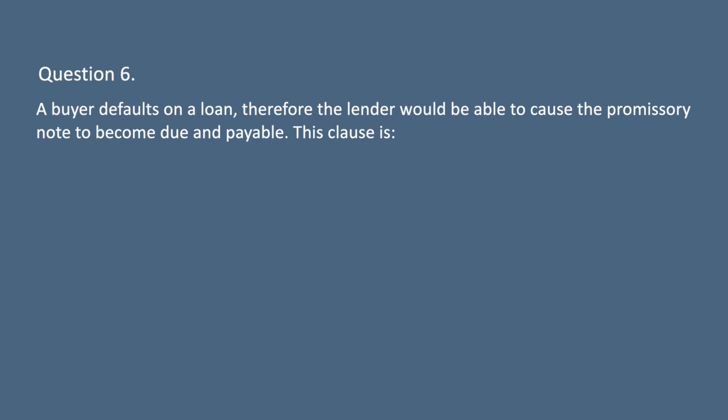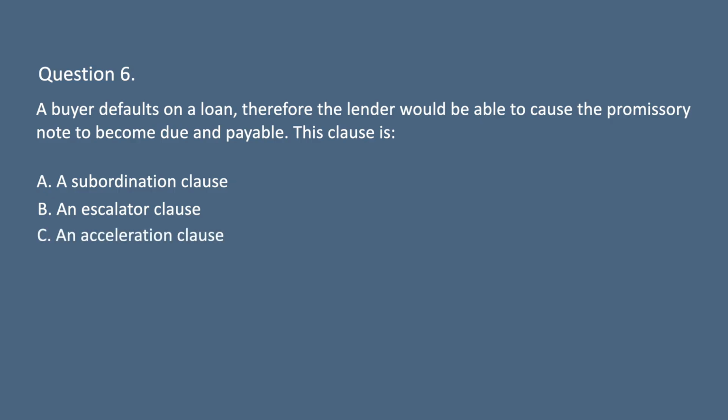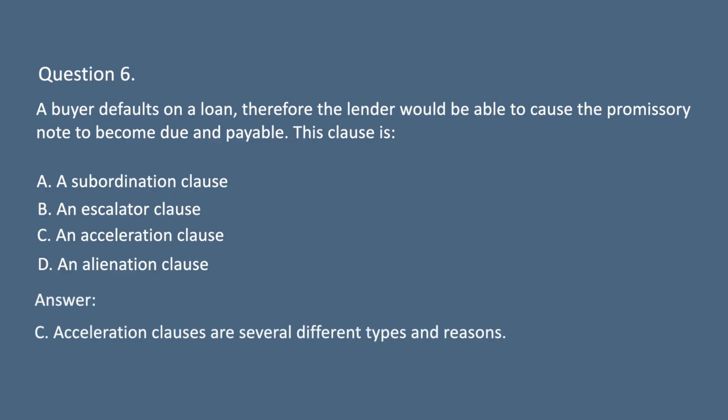This clause is A. A subordination clause. B. An escalator clause. C. An acceleration clause. D. An alienation clause. Answer. C. Acceleration clauses are several different types and reasons.